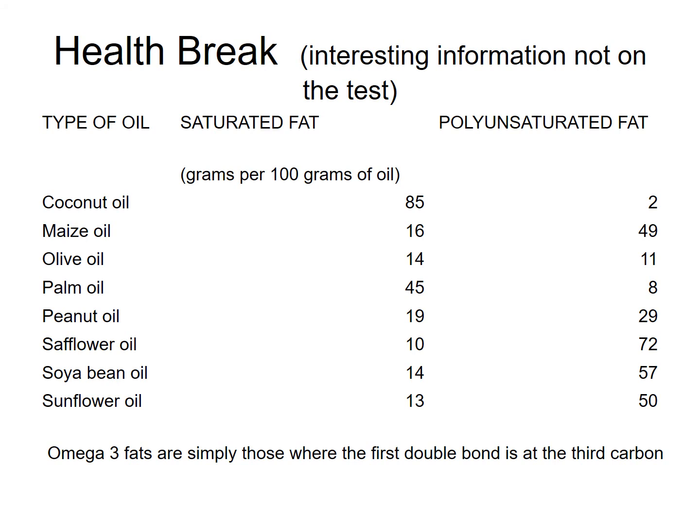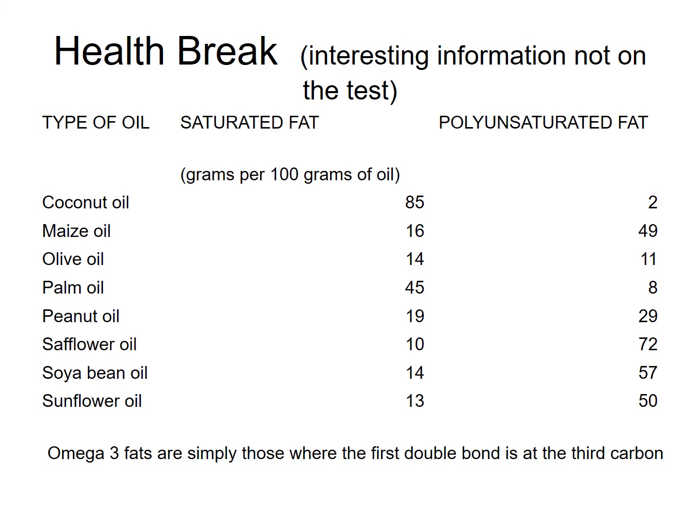The double bonds tend to change the shape of a fat in such a way that the molecules do not fit side by side as well, and so the intermolecular forces are not as strong. And so unsaturated fats tend to remain liquid, whereas saturated fats can collect and turn solid, which can cause the clogging of the arteries problem.